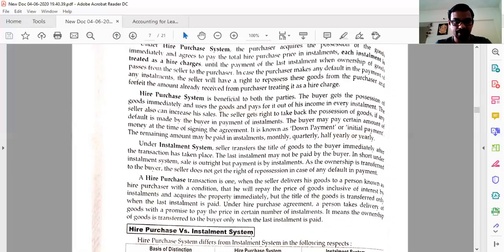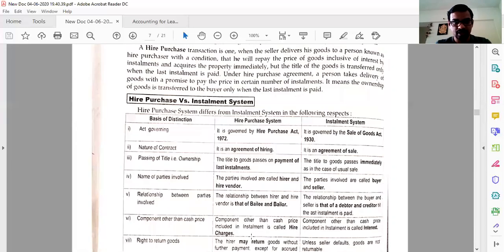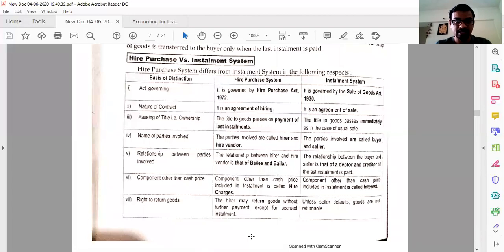Okay. Now we have to see what is the difference between these two, means hire purchase and installment. First of all, hire purchase is governed by the Hire Purchase Act 1972 and the installment system is governed by the Sale of Goods Act 1930. The hire purchase system is an agreement of hiring, and the installment system is an agreement of sale. Under a hire purchase system, the title of goods passes on payment of the last installment, but under the installment system, the title to goods passes immediately, as in the case of a usual sale.